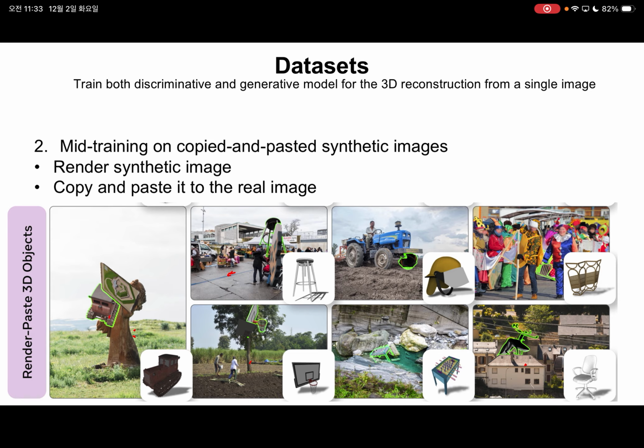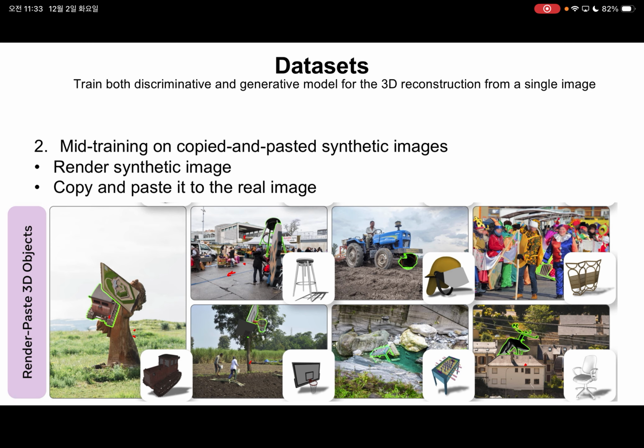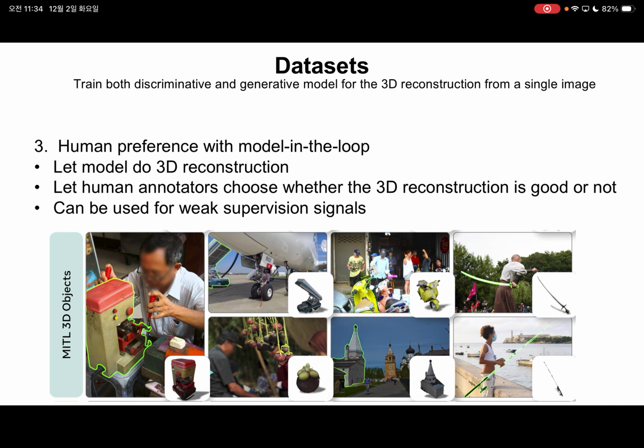Just render synthetic images and then copy and paste them onto the real image, and then train. So the background is filled with real images, right? Instead of this kind of white background, it is filled with some real images. And then we continue to train with this kind of combination of synthetic and real images. And the final one is, this one is very important.